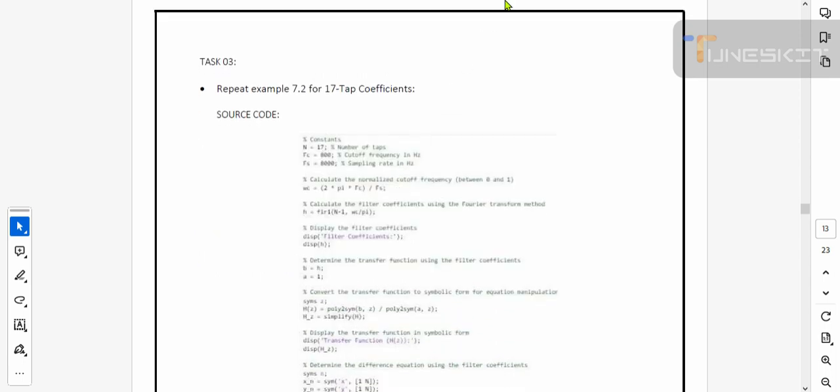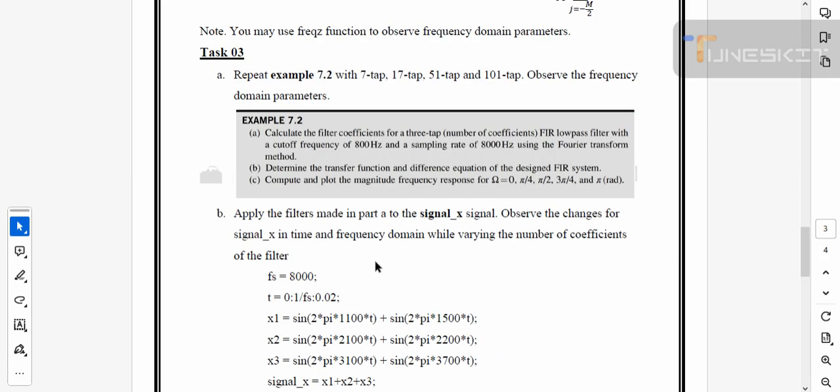So task number 3, the first part, is to repeat example 7.2 with 7 taps, 17 taps, 51 taps and 101 taps, and observe the frequency domain parameters. Let's see the code for this.